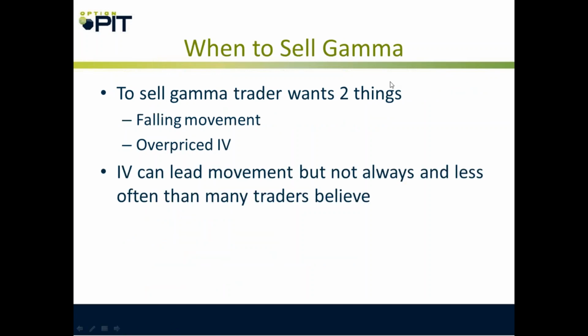All right, to sell gamma. I'm going to talk about short gamma first. What do you want? You want falling movement and overpriced implied volatility. IV can lead movement, but not always, and less often than many people think. Implied volatility is only correct about 50% of the time.